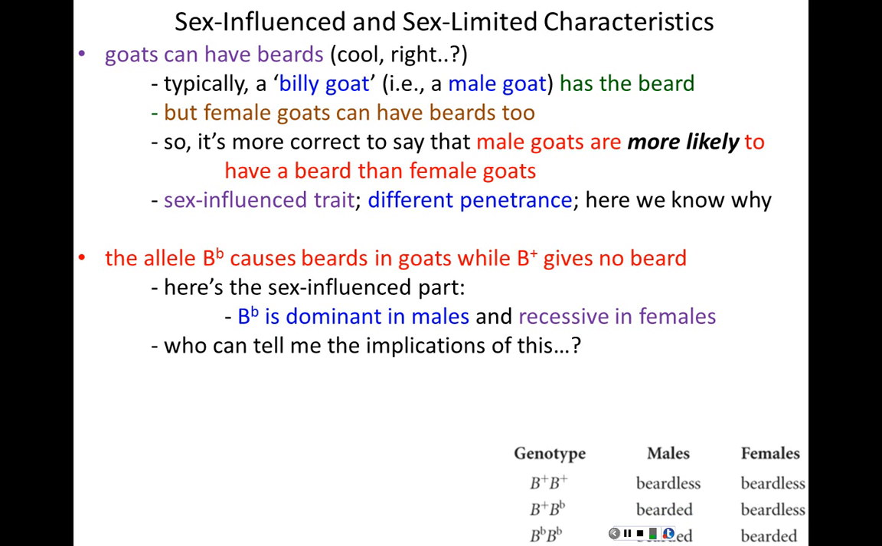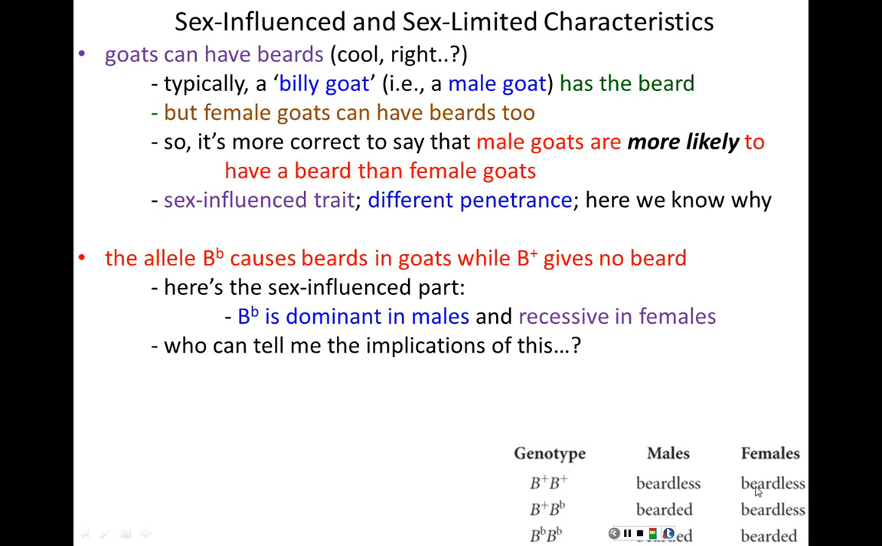Here are 3 different genotypes, the 3 only possible genotypes given these alleles: B+B+, B+Bb, or BbBb. Those are the 2 homozygous and the 1 heterozygote. It's hidden behind the toolbar there. But in males, the only way you're beardless is if you're B+B+. That's homozygous recessive for males. For males, the Bb allele is dominant, so the heterozygote shows the dominant trait, bearded. And of course, the homozygous dominant shows the dominant trait, bearded. And that's what it says under this little icon here. So it's beardless, bearded, bearded.